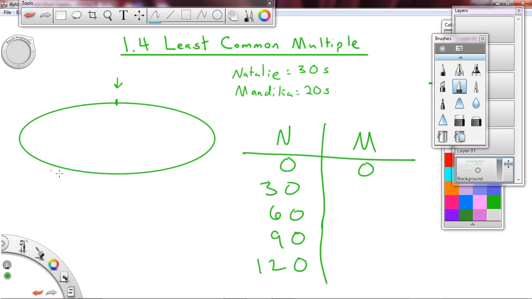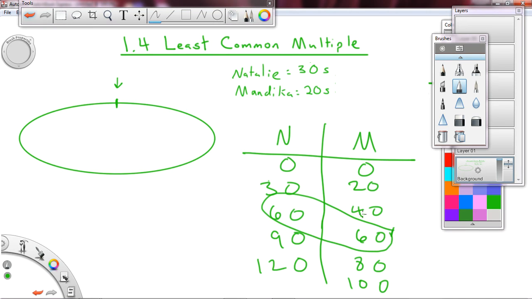When will Monica be here? Well, his first lap takes him 20 seconds, and then 20 more seconds, and then 20 more seconds, and then 20 more seconds, and so on and so on. So the question is, when will they both be at the starting line at the same time? Well, you can see that this is a least common multiple problem. Monica and Natalie will be at the starting line at the least common multiple of these two numbers here. So every 60 seconds, they will meet here.